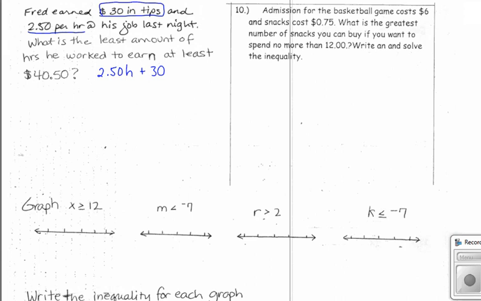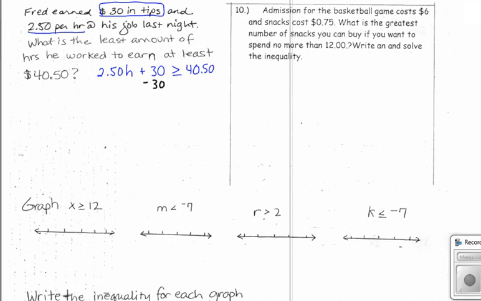And to work, or to earn at least $40.50 means he could have earned that much or more. So our answer will be greater than or equal to $40.50. Again, this is how much he's earning, and he wants to earn at least $40.50. So it could be equal to $40.50, or it could be greater than $40.50. So now we want to solve for our inequality.